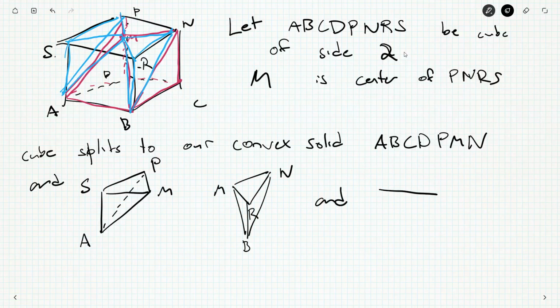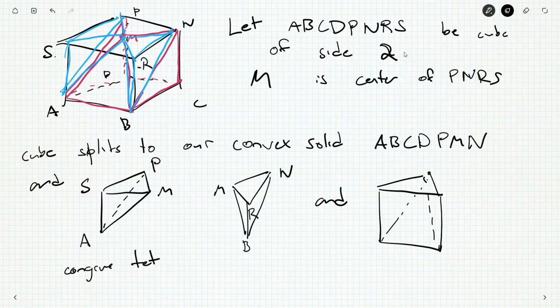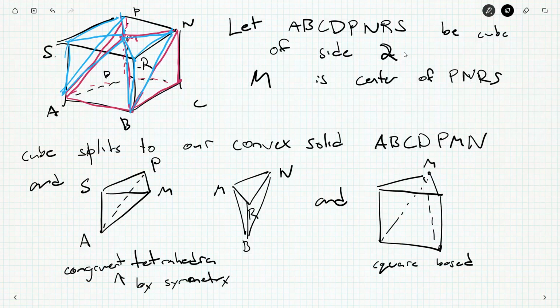And then the other one, we've got sort of a square front here, and then everything connects up to M. So these are congruent, actually, by similarity. And you might want to say they're congruent by symmetry. And then this is a square-based pyramid, M, S, R, A, B. It's skewed because the M is all on one side.